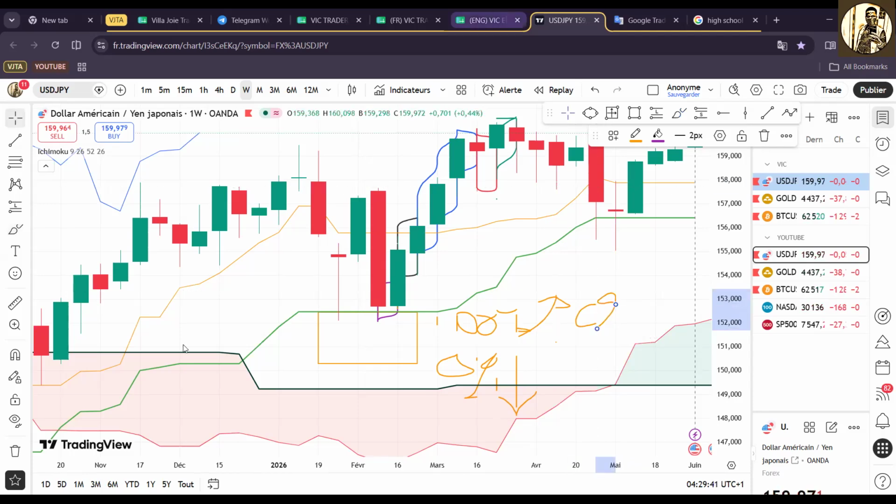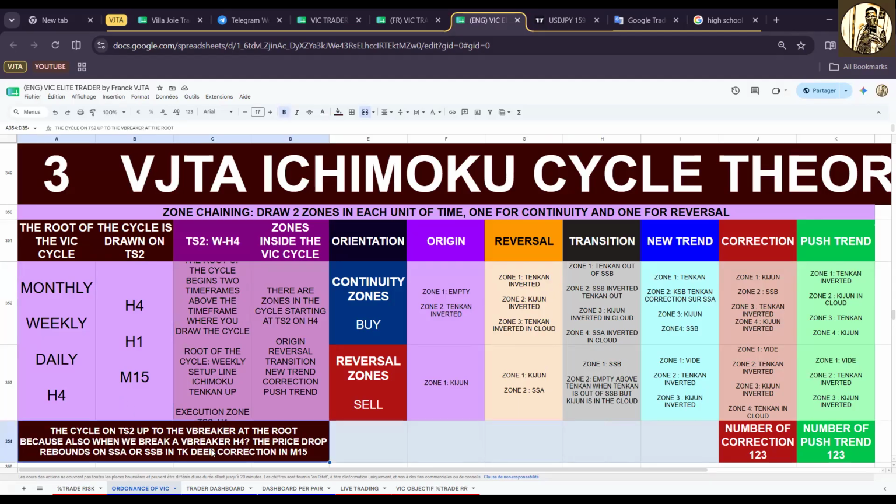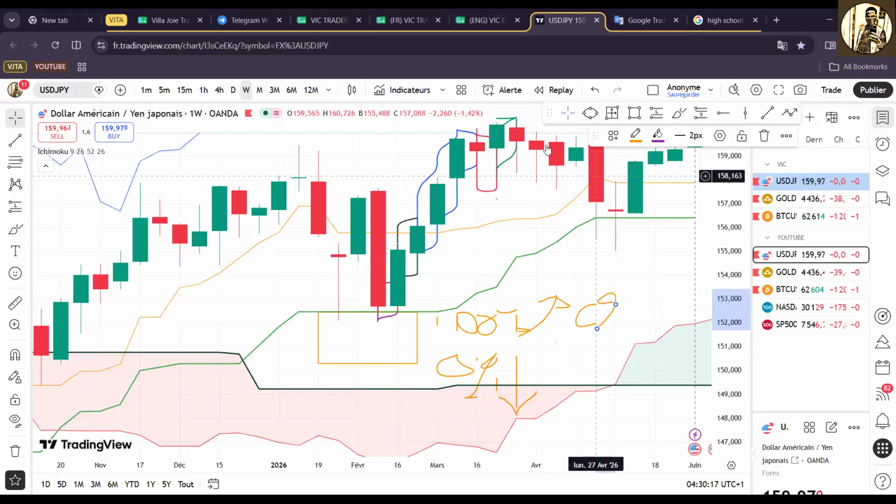Okay. And now there is something that I mentioned here. The cycle on TS2 up to the V breaker at the root. Because also when we break the V breaker H4, the price drop rebound on SSC and EKG correction in M50. Whatever I said here, I don't clearly remember exactly what I wanted to mean, but let me explain to you a little bit what I wanted to write here.